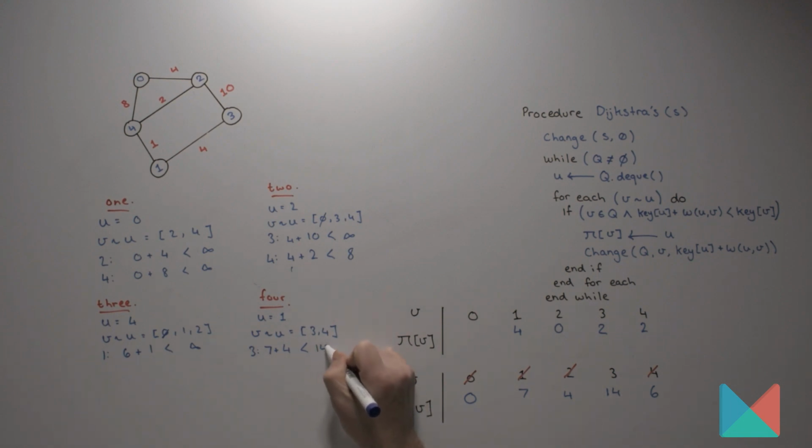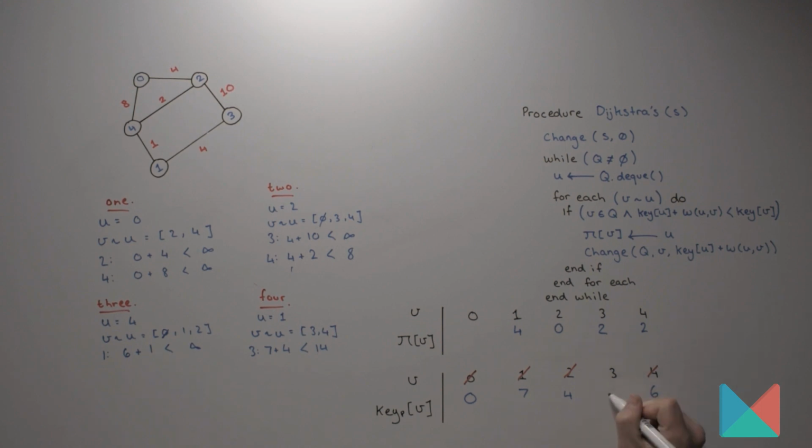And 7 plus 4 is 11, and 11 is smaller than 14, so we are going to have to update our parent and our key, or our heap. So instead of 14, we're going to have 11, and this is going to correspondingly change our parent. Instead of our parent of 3 being 2, we're going to have our parent being 1.